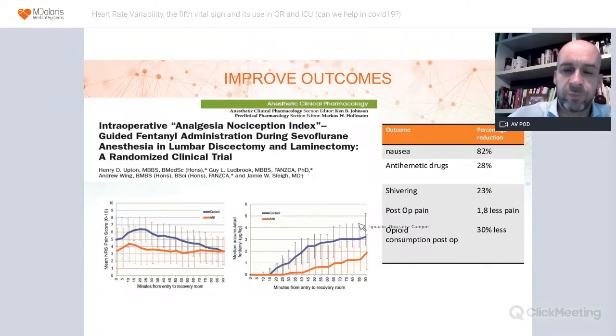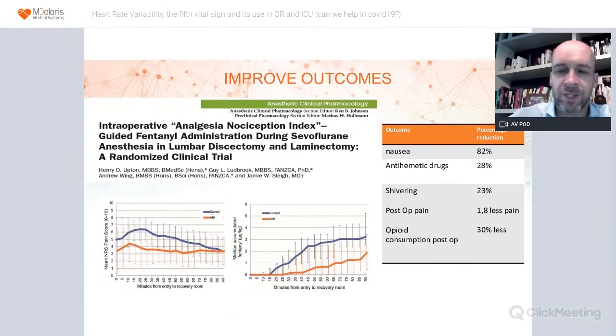So they showed that, due to this amount of postoperative fentanyl, they were having more nausea and vomiting, they were having more shivering, 23% more shivering, 28% more antiemetic drugs, 4% more naloxone use, 1.8 more pain, 30% more opioid consumption. So that means money, because it's more time in the reanimation.